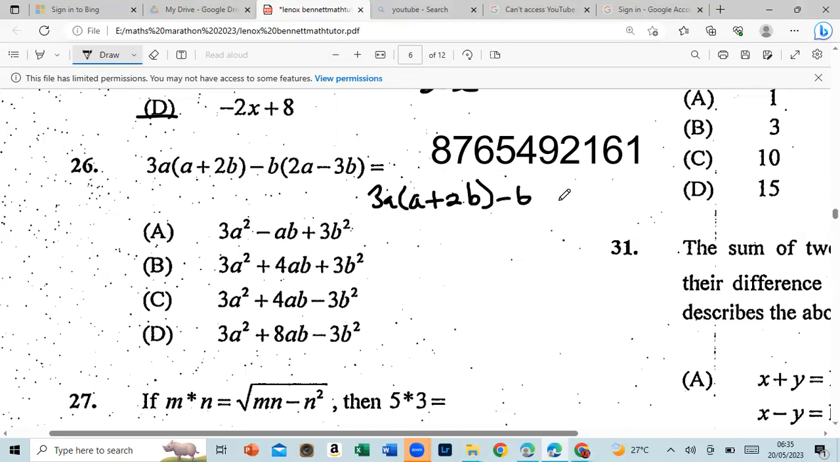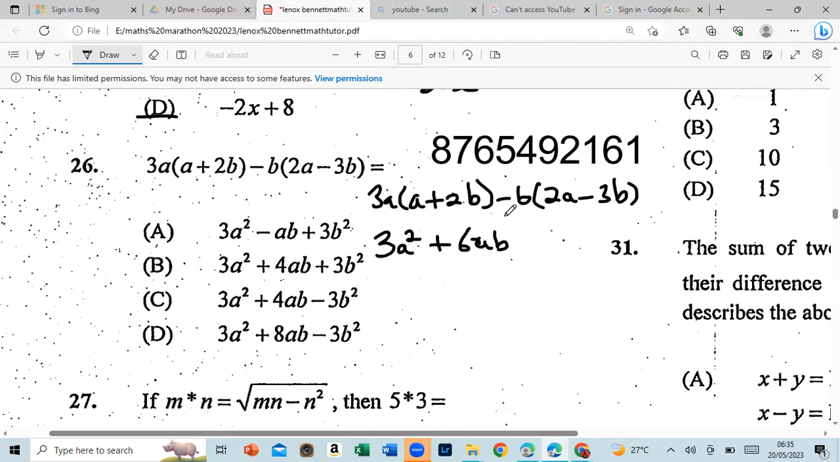All right. Let's go. So what it means, the bracket means you have to multiply each term by 3a. So you're going to multiply a by 3a and also 2b. So 3 times that will give us 3a squared. A times a, remember we'll add the powers. Alright, next one, 3 times 2, that is 6. A times b, ab. So easy, guys.